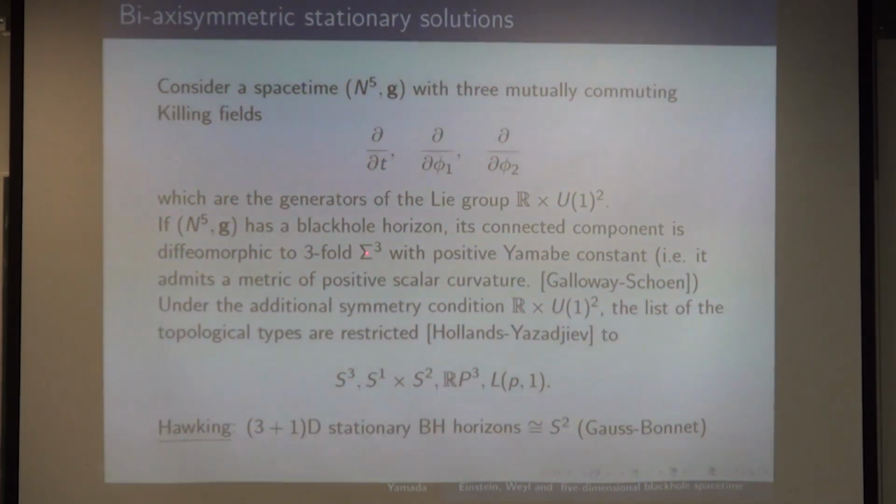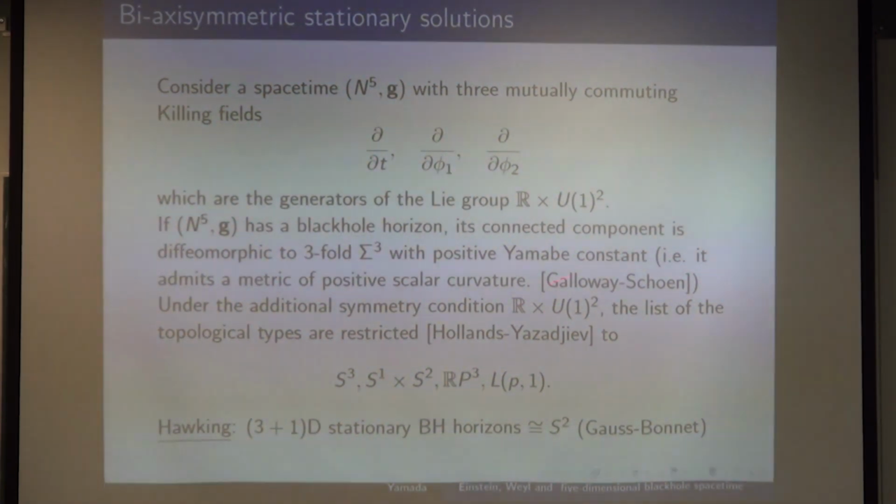Okay, the three-dimensional manifold is of positive Yamabe type. So it has to be a differentiable manifold on which you can put a metric of positive scalar curvature. I'm not saying that the first fundamental form is of positive scalar curvature. You can put a positive scalar curvature metric.